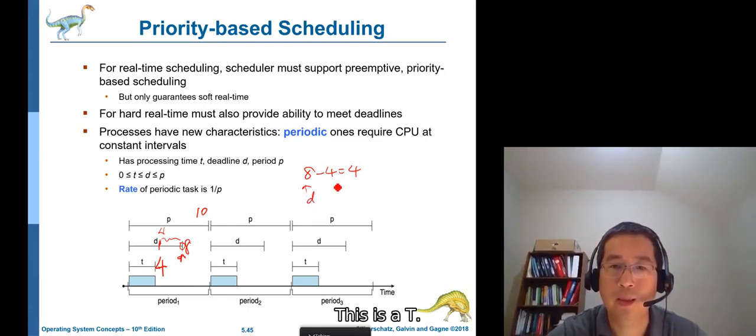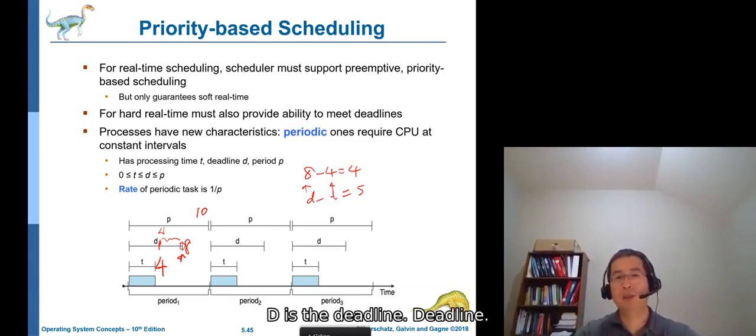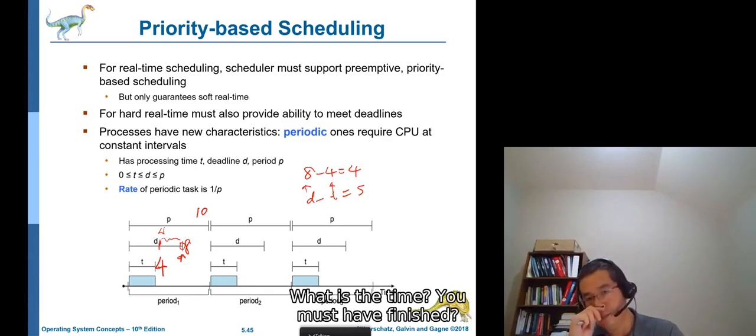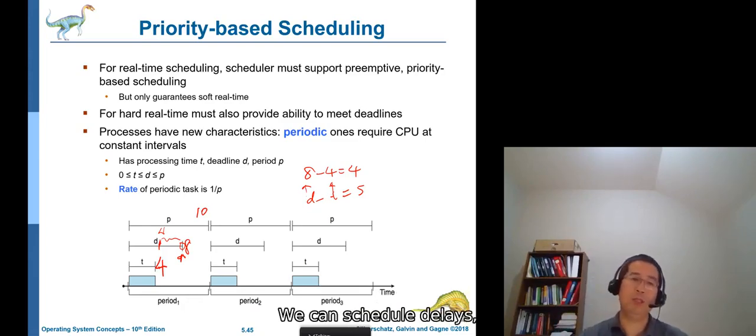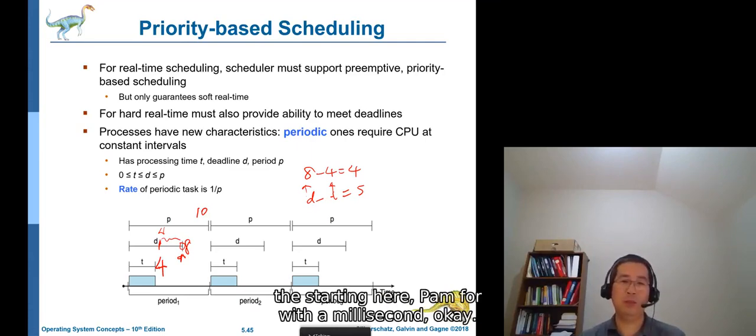This is the deadline, this is T, and this will be the starting time, okay? So T is running time. D is deadline, the time by which you must finish. And T is the time needed to finish the job. Then you get the starting time. So that will be 4. That means the latest we can delay starting is time 4, for example milliseconds.